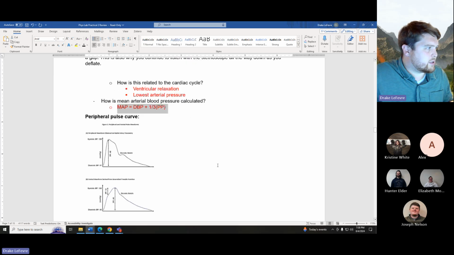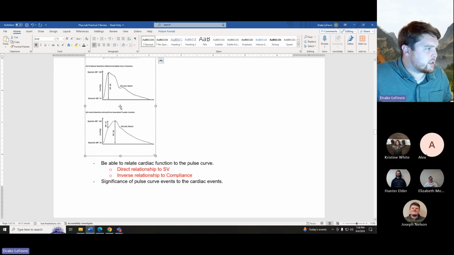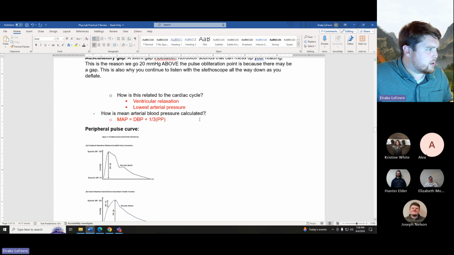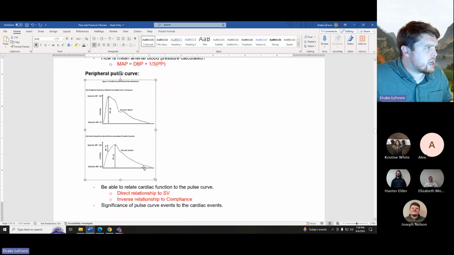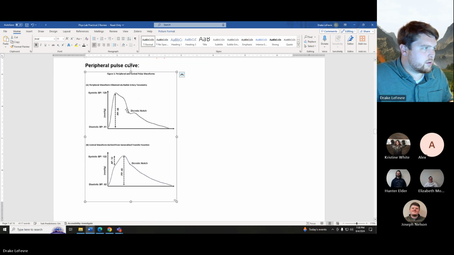To your blood pressure question, the peripheral pulse curve, all this stuff. Do you guys know what causes the dicrotic notch? Why is that a thing?